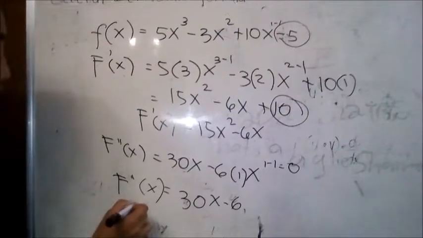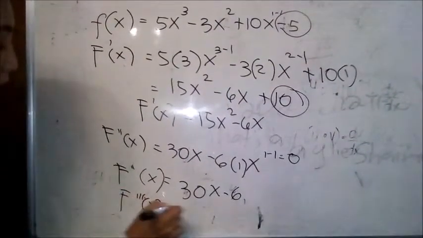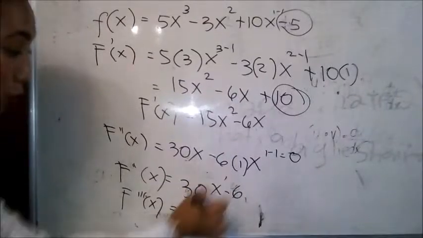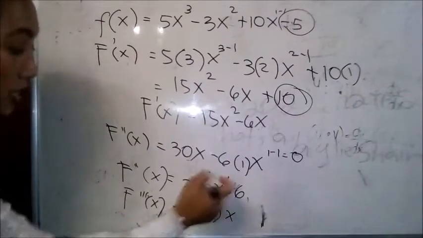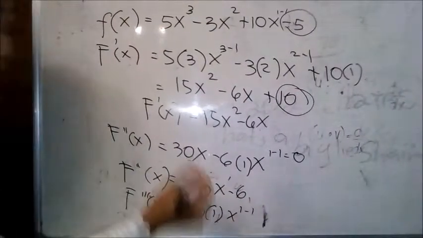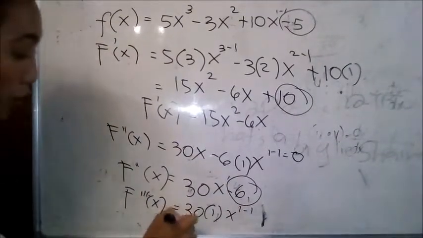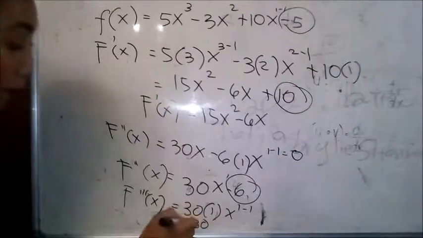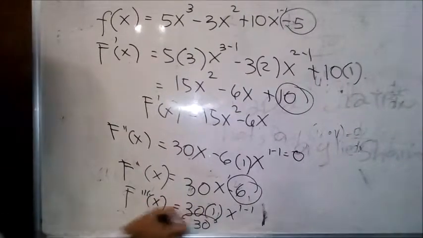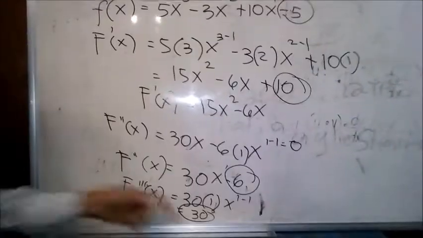How about the third derivative of this function? We have 30 times 1 x to the 1 minus 1, which is equal to 0. And 6 here is a constant, so it's 0. So we have 30. The final answer for the third derivative is 30.